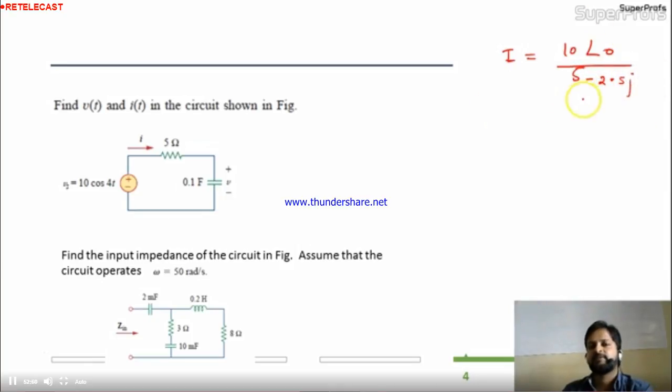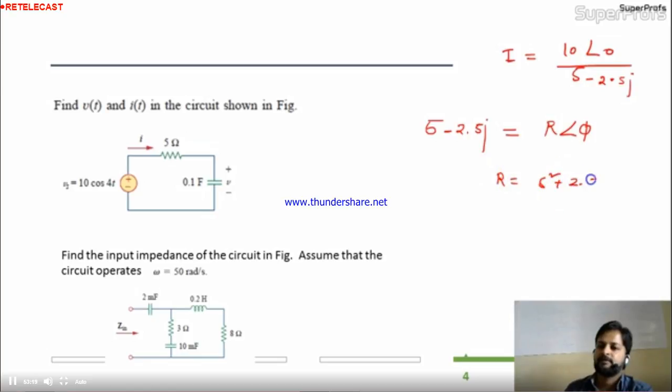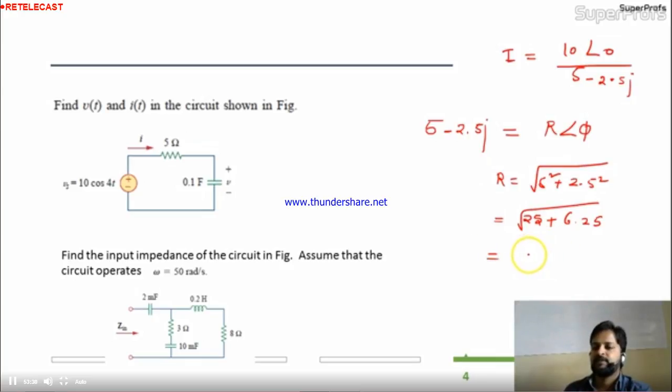So this is a division, and we need the polar form in numerator and denominator. Here the rectangular form is given, so I can convert it. 5 minus 2.5j I can convert into magnitude and angle, where R is the square root of 5 squared plus 2.5 squared. So 25 plus 6.25 is 31.25. Am I correct? Yes, this is R.